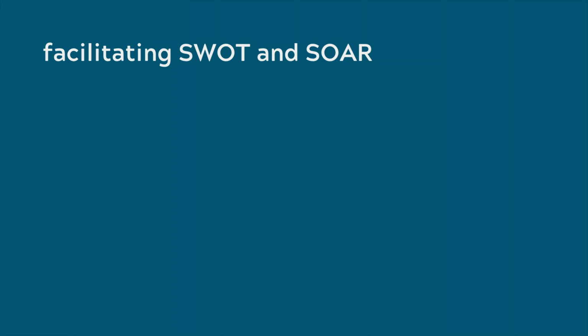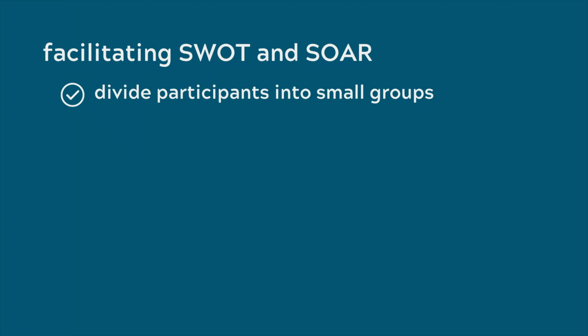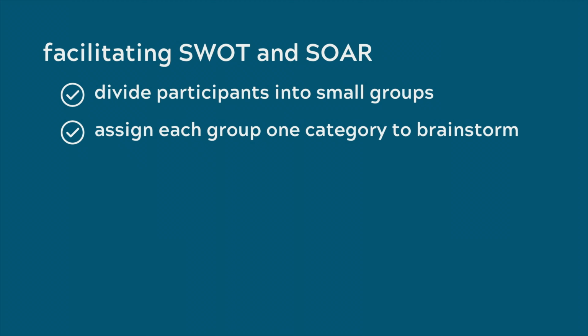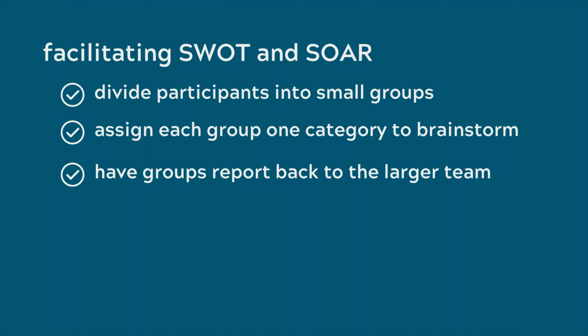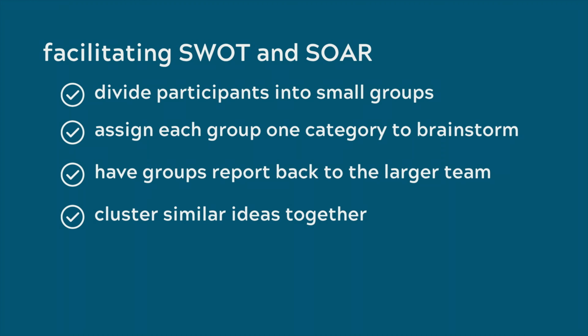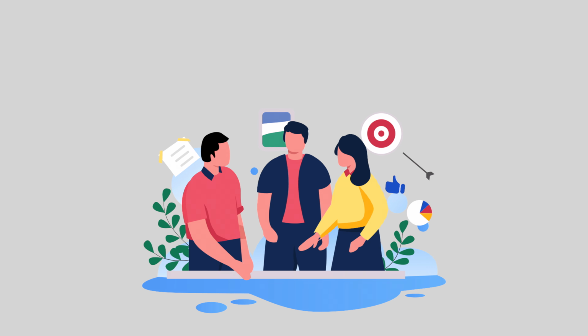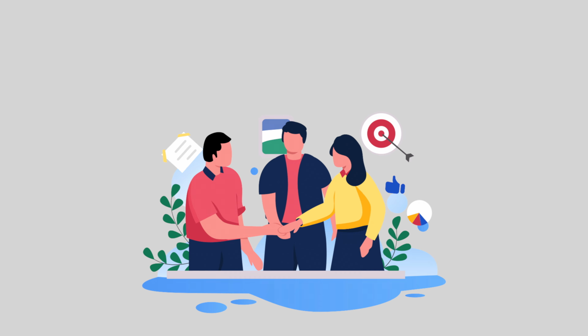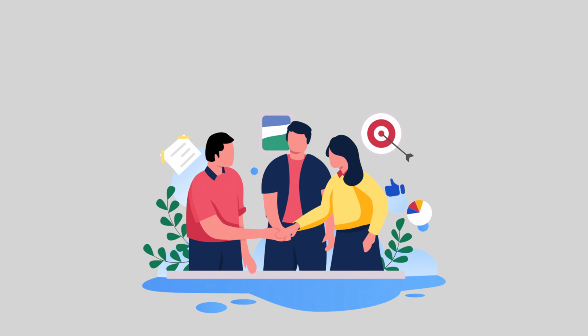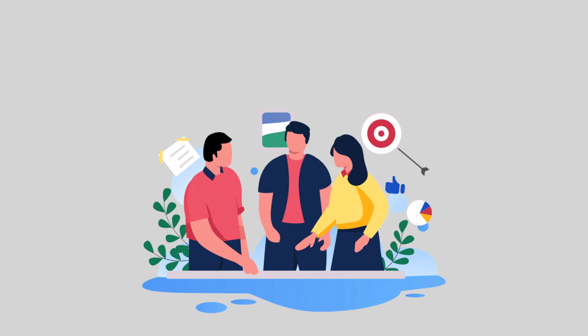If you're leading a meeting or workshop, both SWOT and SOAR can be facilitated in a similar way. You might divide participants into small groups, assign each group one category to brainstorm, have groups report back to the larger team, cluster similar ideas together, and then identify themes or priorities. The key is creating a structured conversation that helps participants move from individual ideas to shared understanding. These frameworks can be especially helpful in higher education settings where decisions often involve multiple perspectives and stakeholder groups.